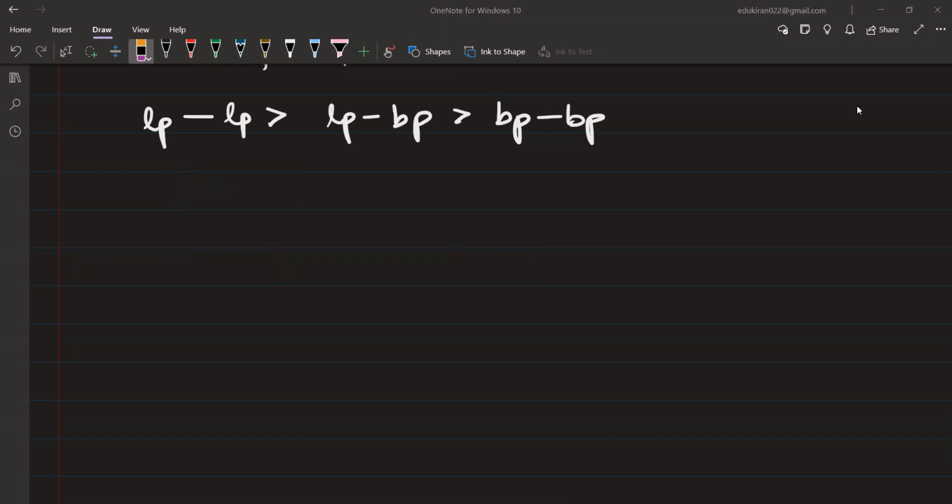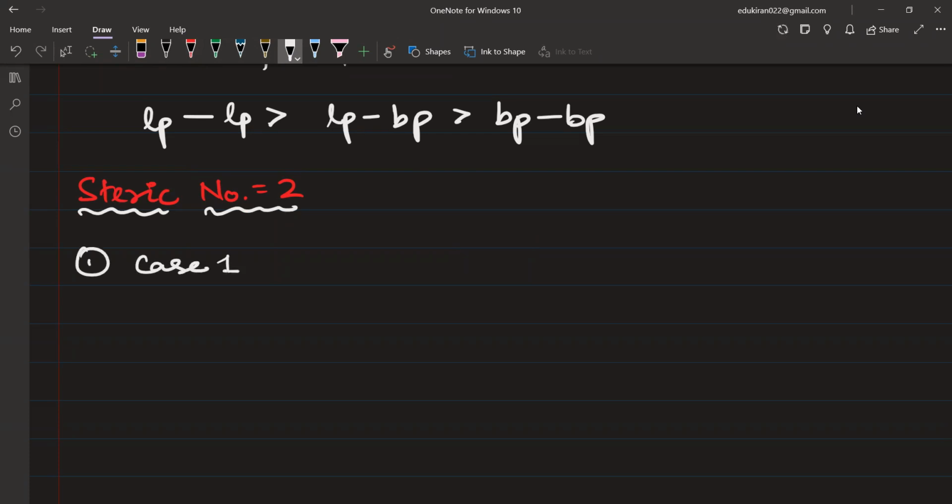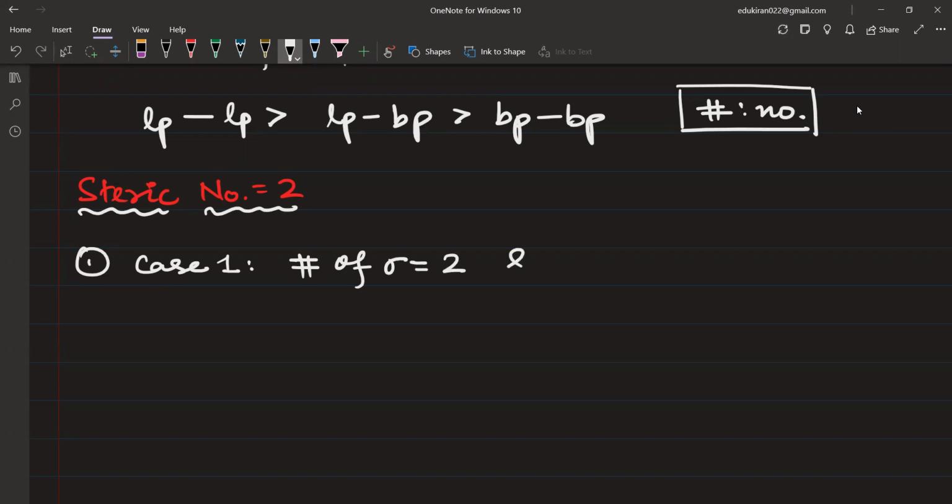But the case becomes a bit different when we have steric number 2. So please write the topic. Steric number equal to 2. Now in this we are going to take a case of, now this hash sign is short for number of. So number of sigma bonds is equal to 2 and the number of lone pair is equal to 0. We are taking this case.